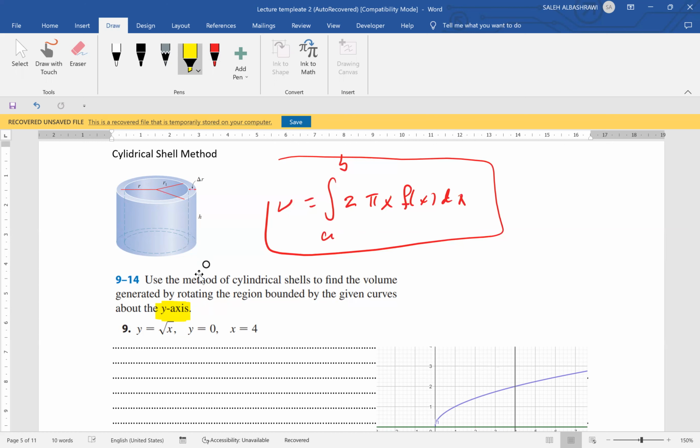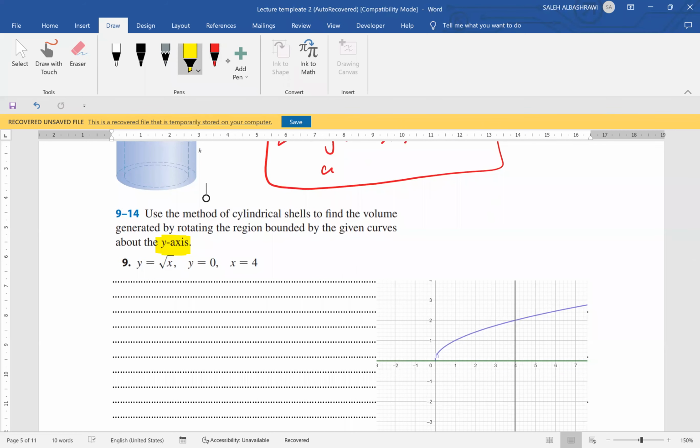So if we graph the three equations, y equals the square root of x, I will have this shape. This is y equals the square root of x. And we have y equal to 0, which is the x-axis, and the vertical line x equal to 4. So my enclosed region is this one, the yellow. This is my region R, and I need to rotate it about the y-axis.